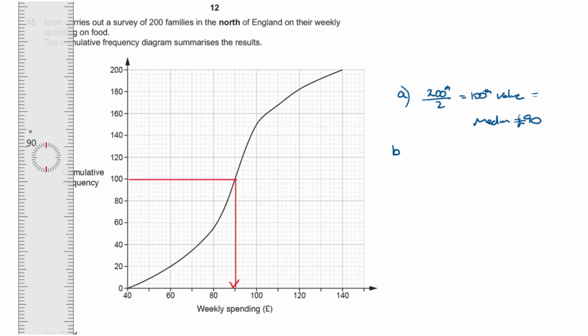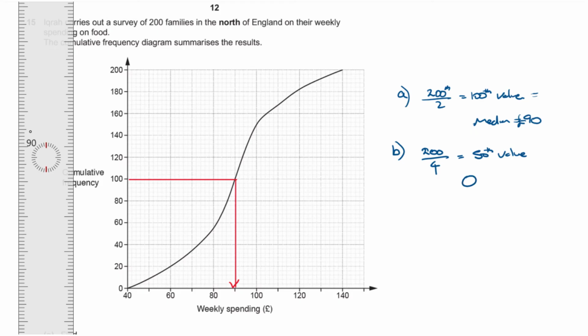And then the second part wants the interquartile range. So the interquartile range is the value of the person a quarter of the way through and 3/4 of the way through subtracted from each other. So if I've got 200 people and I divide that by 4, again, really should be adding 1, but with 200 it's not going to make a lot of difference. So it's going to be our 50th value.